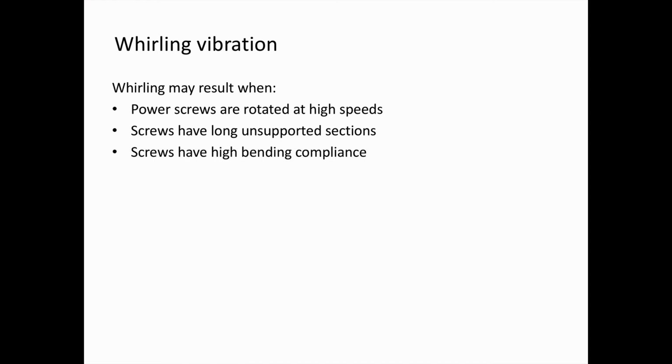We finished recently the section on shaft design, and one of the failure modes was whirling vibration. And if we have a power screw that's rotating quickly, it also could be subject to whirling vibration. It behaves like a shaft. So whirling may result when power screws rotate at high speeds and if we have long unsupported sections. Another factor is how compliant in bending is the power screw. So if it's more compliant, then it's going to be more prone to whirling vibration.